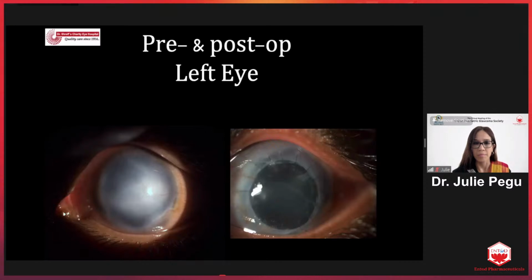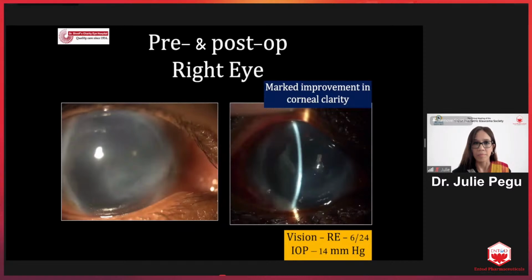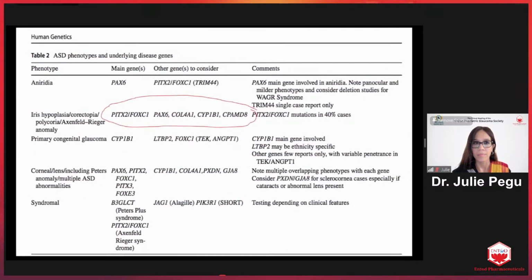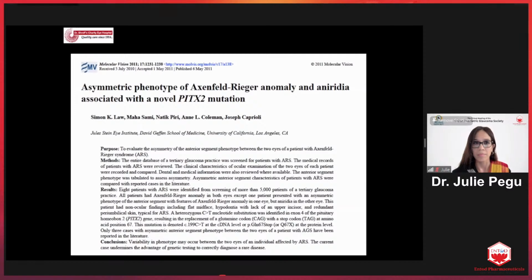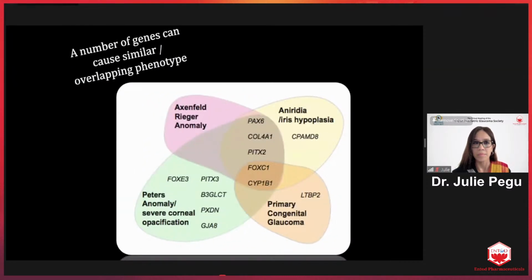These are the pre and the post-operative pictures of the left eye. The vision is maintained at 6/36. The cornea cleared markedly in the right eye following surgery, with vision improving to 6/24 and intraocular pressure of 14 mm of mercury. The most common genes involved in Axenfeld-Rieger syndrome are PITX2 and FOXC1. There have been rare reports of cases where the Axenfeld-Rieger syndrome or anomaly was associated with aniridia, and a PITX2 mutation was found in those cases.